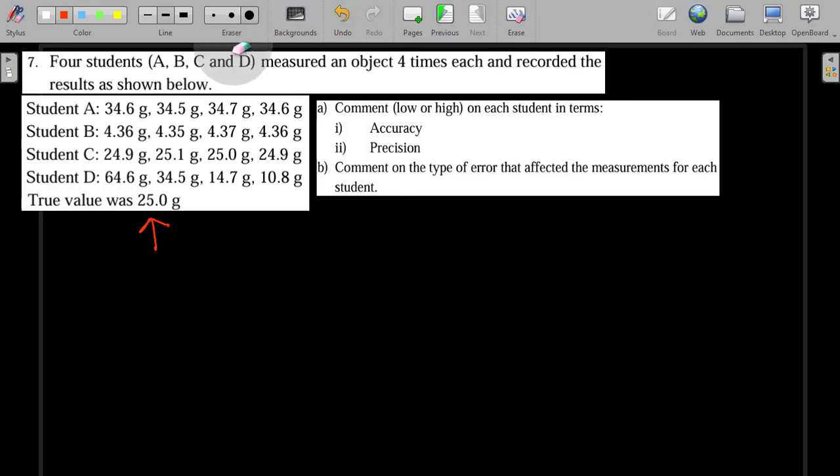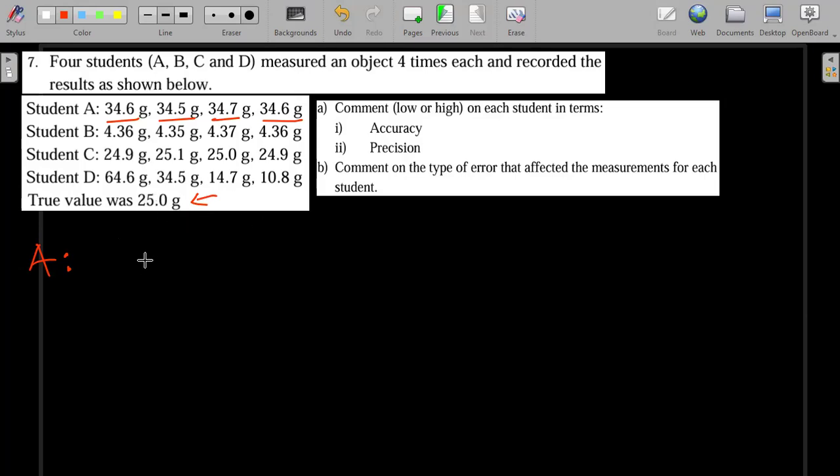All right, so let's comment now on students A, B, C, and D. Are they accurate? Are they precise or not? So we start with student A. I'm just going to write A here, meaning student A. Student A has 34.6 grams, 34.5 grams, 34.7, 34.8, 34.6 grams there. And we've been told that the true value is 25.0 grams.